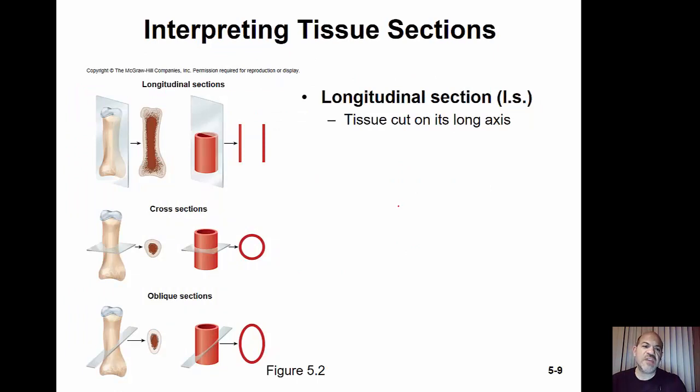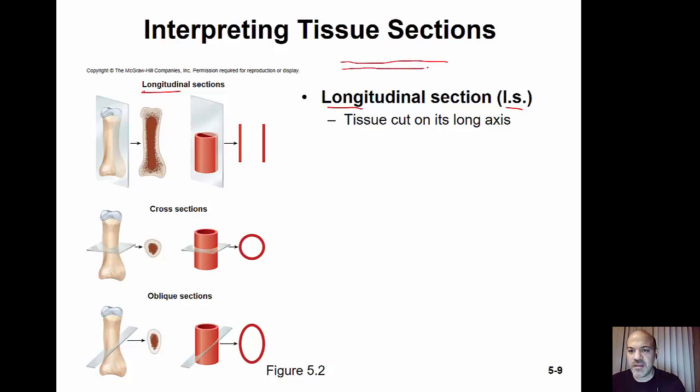So what kind of sections can we have of tissues or cells? We use a bone here as an example. We're going to cut through it here. We cut through the bone lengthwise, and that would be called the longitudinal section, and you'll see it on slides as LS. So let's say we have a muscle tissue.